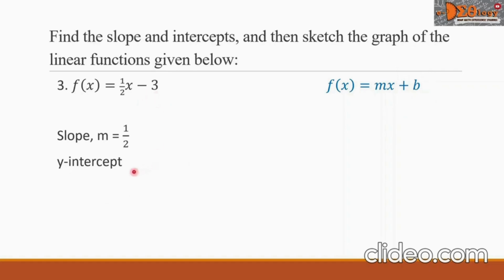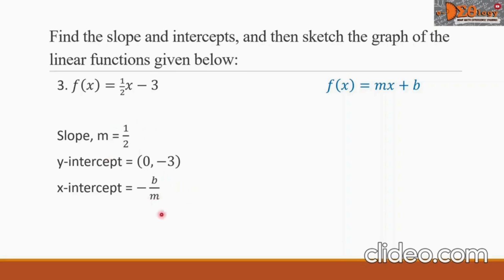But we're going to write it as a point. So, we have the x-coordinate to be 0, and the y-coordinate is that negative 3. This is the y-intercept point. What about the x-intercept? We will follow this formula: negative b over m. The b is this value, negative 3, while the m is the 1/2.